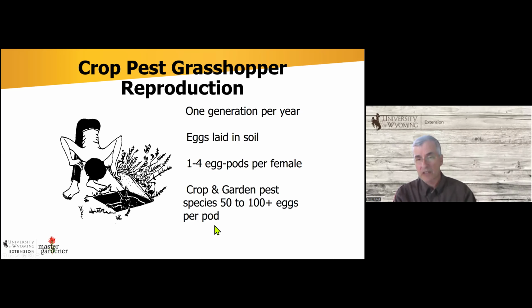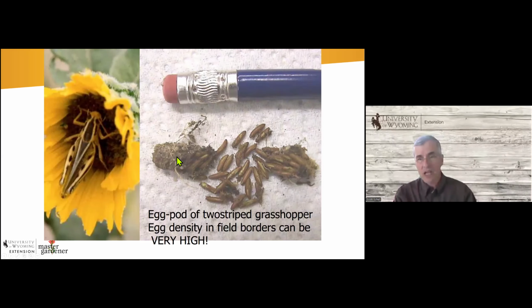Again, those crop and garden pest species, if they're well fed, can have anywhere from 50 to over 100 eggs per pod. This is what a two-striped grasshopper egg pod looks like taken apart. There's a pencil for scale, and you can see how tightly the eggs are packed in that pod. The pod material is almost like that construction foam. It helps protect the eggs from the soil and microorganisms in the soil. But again, the grasshopper egg density can be extremely high in those areas where they choose to put their eggs.